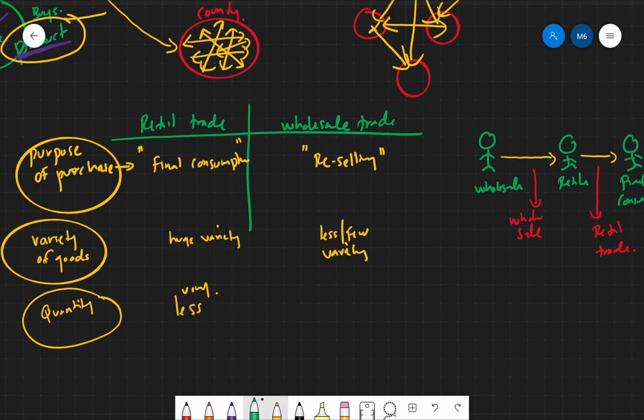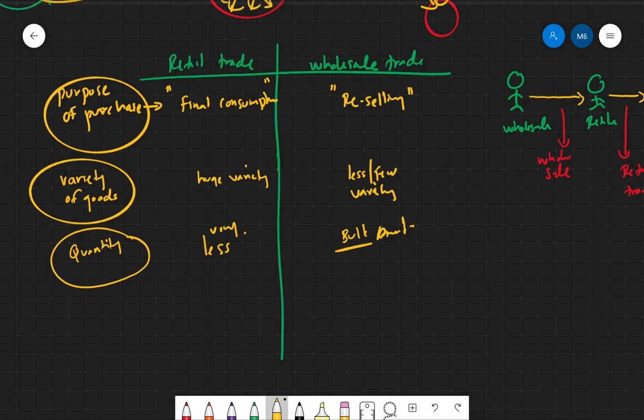But in a wholesale trade, the variety of goods is less, but the quantity of goods they store is very high. That means they have a large number of goods, you can call it a bulk amount of goods. Bulk amount means what? Huge quantities of goods are being stored. So we can see another one. Another difference is the price of the goods and services, the selling price.